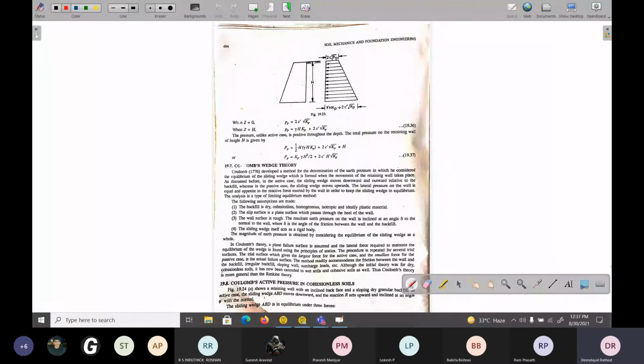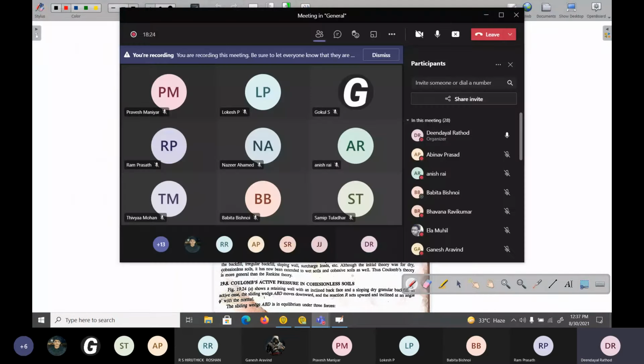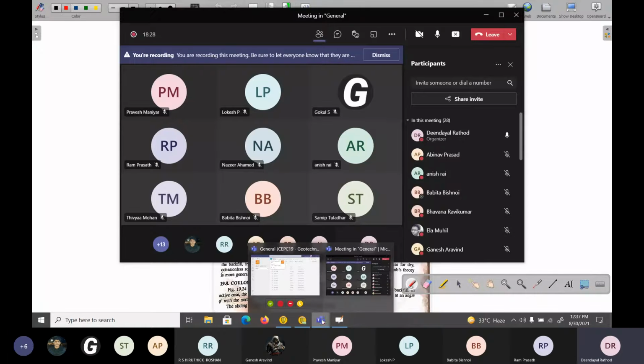So today we'll start about this Coulomb's theory. Okay. Visible? Should I continue? Yes, sir. So we will not wait for others. Okay. Because it is their wish. I think people are not sincere to join on time. Look at the time. Okay. Very casual. Anyway, you will see in the exam.